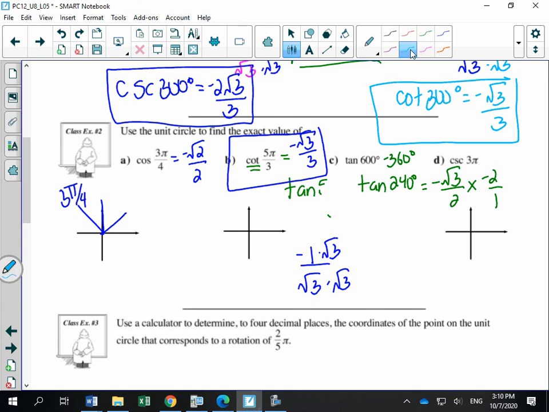Okay, two negatives is going to give you a positive. 2 over 2 will cancel, and the tan of 240 degrees is simply equal to root 3. And that would be your answer. The tan of 600 is going to be equal to the tan of 240, which is going to be equal to square root of 3.